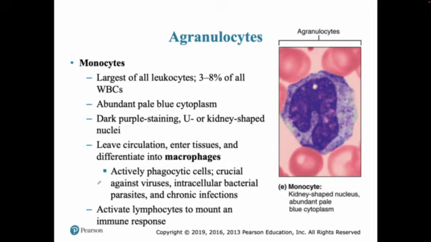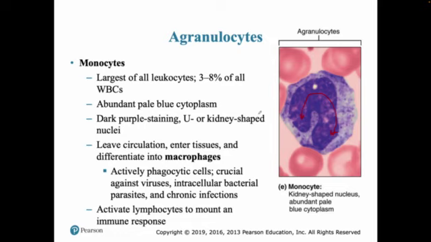The last one is monocyte. What is a monocyte? Monocyte is the largest of all the leukocytes, but they're low in number, 3 to 8%. They have abundant pale blue cytoplasm. But the interesting thing is they have U or kidney-shaped nuclei.